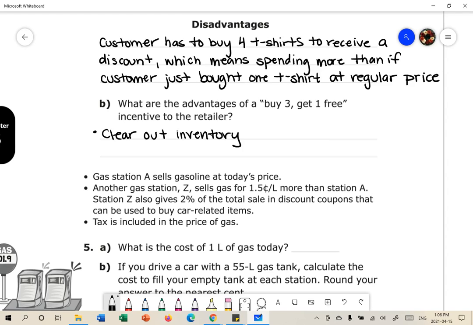Another advantage for having an incentive is to get more customers into their store. If a customer knows that they're having a buy 3, get 1 free promotion, they're more likely to come in to their store. And once they're in the store, they'll look around. Maybe they'll even purchase other items that are not on promotion. And so the store will actually make more money on that customer.